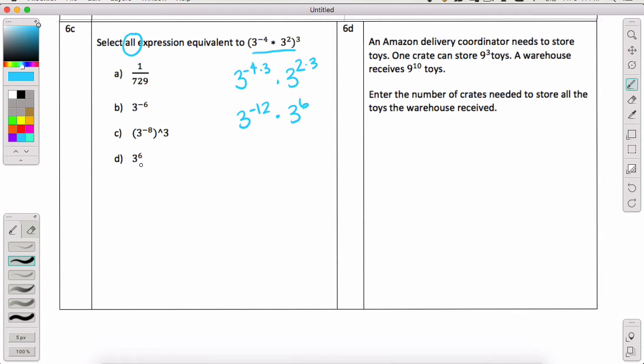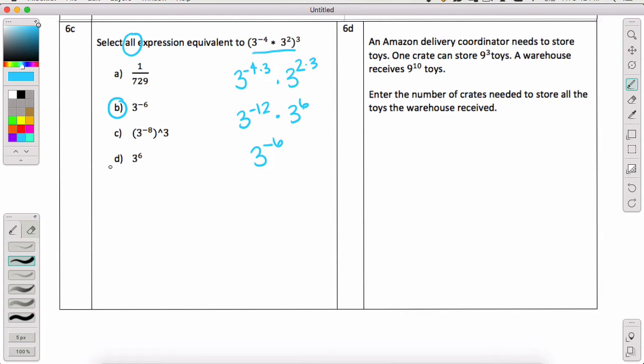I'm going to look here. So far, nothing that matches what I have, so let's simplify this one step further. The product rule says we add our exponents together, so we get 3 to the negative 6th power, and here we go, 3 to the negative 6th. Some of you are tempted to end there, but remember, it says select all expressions. So I have to make sure that there aren't any others that are equivalent to this.